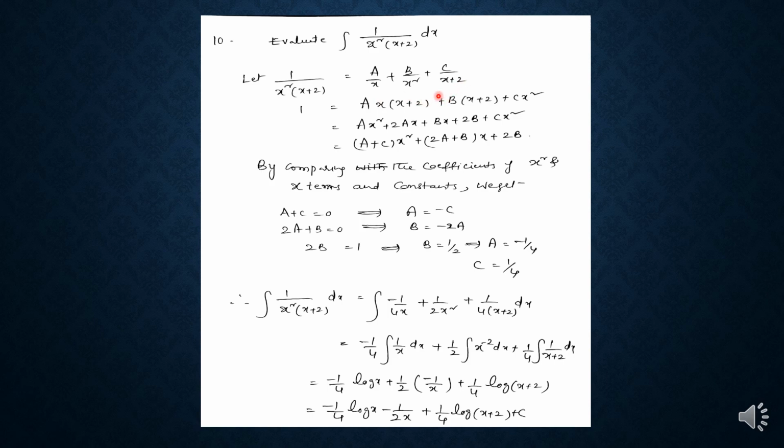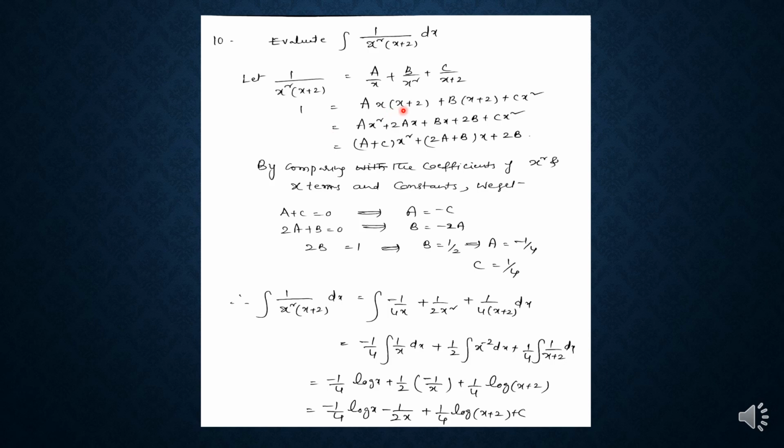So here the LCM is x square into x plus 2, not x into x square into x plus 2. So x square into x plus 2. While a repeated factor is there in the denominator, take the LCM carefully. So by taking the LCM here, we will get ax into x plus 2 plus b into x plus 2 plus cx square. This is equal to 1.